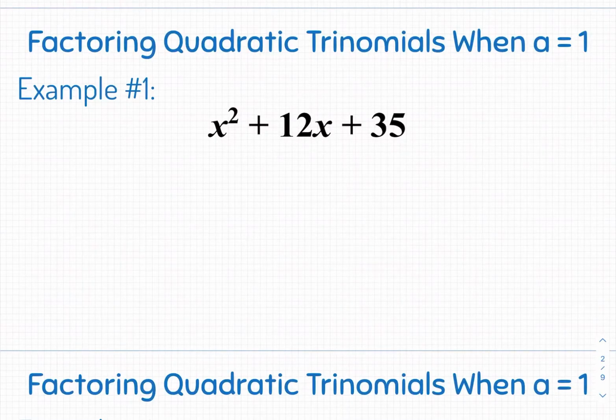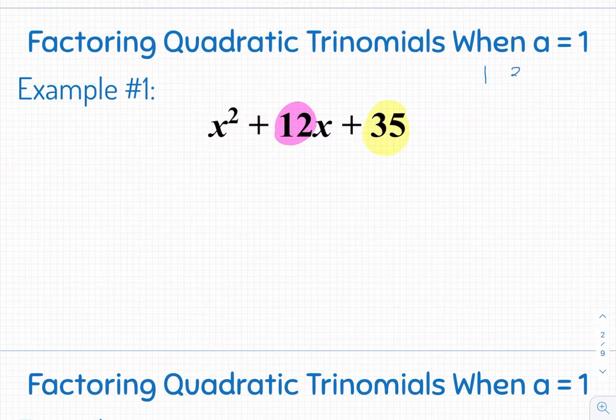So if we had an expression like x squared plus 12x plus 35, in order to factor this, in order to break it into parts, the question we ask ourselves is, what are factors of 35 whose sum is 12? Sometimes you're going to know off the top of your head, right away you're going to say, I know what that is. If you don't know, then start by listing factors of 35.